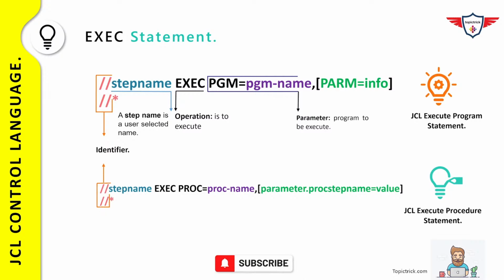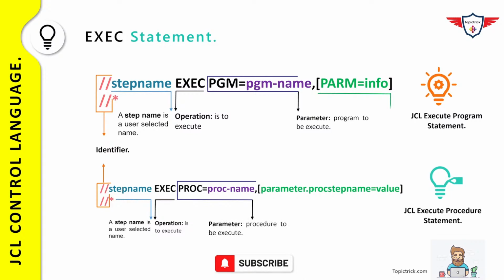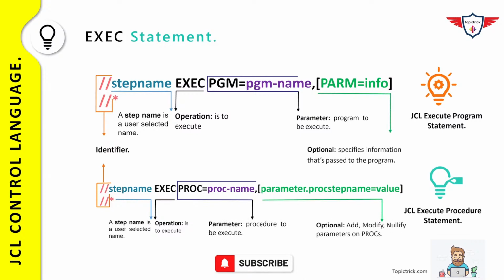Now let's look at a different variant of the execute statement, and this variant is generally used to execute a proc, and it could be your instream proc or catalog proc. That depends on the nature of the requirement or the way you are designing your JCL. In this case the syntax is almost the same. You have an identifier, then a step name, then the EXEC statement, and after that you have a positional parameter once again, PROC equals, where you specify the proc name that you want to execute.